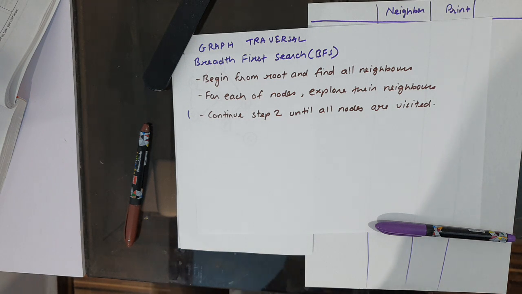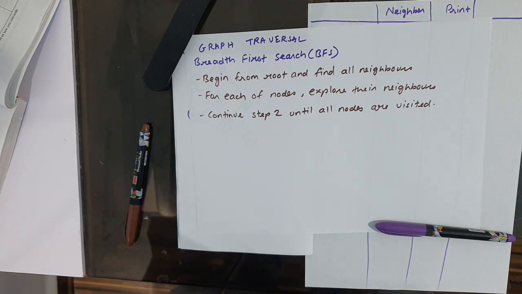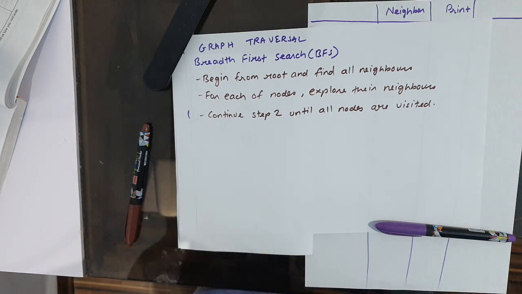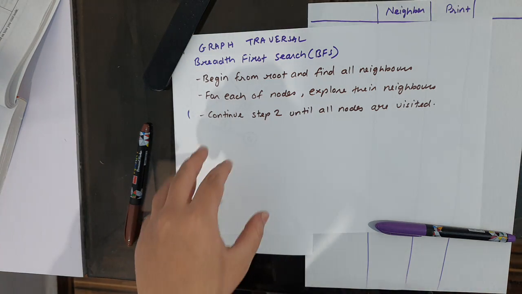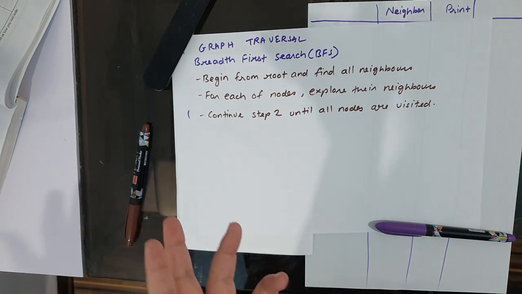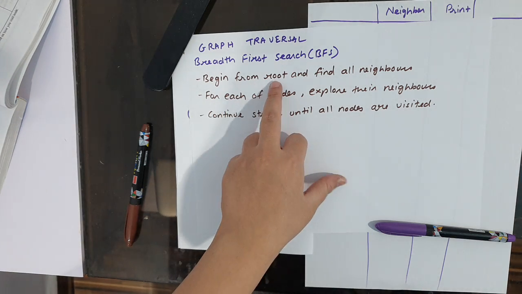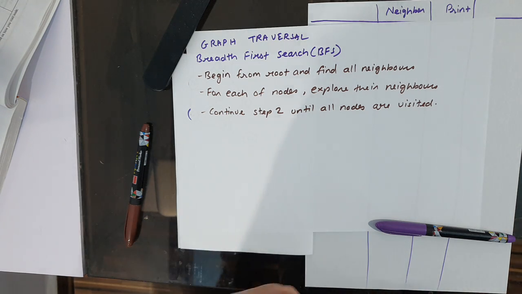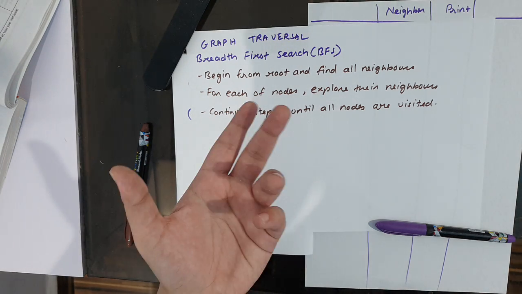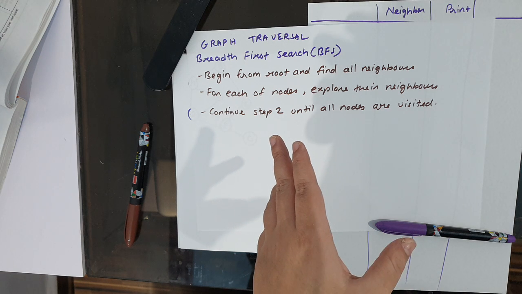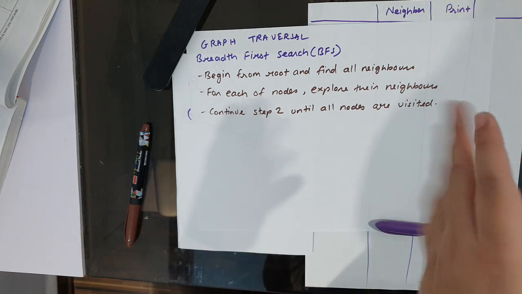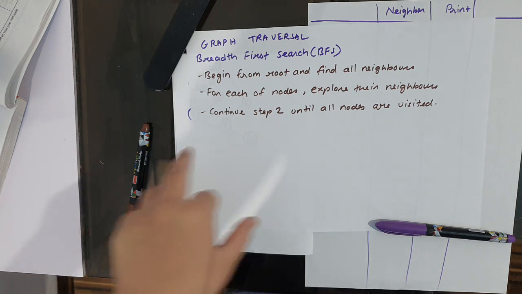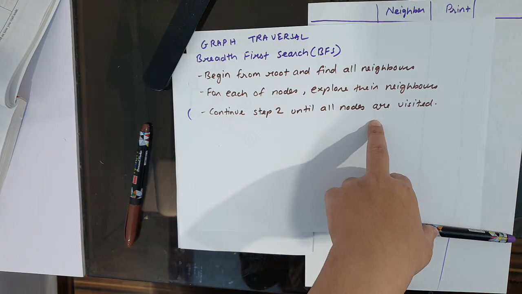So now we begin with graph traversals. There are two techniques of graph traversals, and the first one is breadth first search. The basic algorithm of breadth first search is right here. We're going to begin from the root and find all the neighbors. Once we find these neighbors, for each of these nodes, we are going to explore their neighbors in turn. We are going to continue this until we have visited all the nodes.